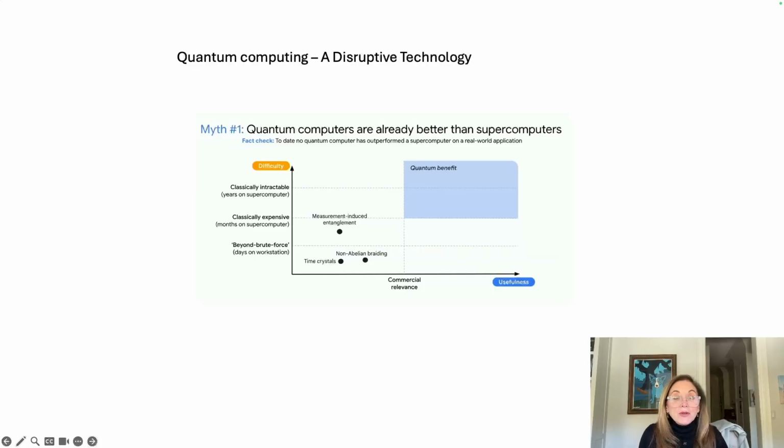When the Google guys talked about quantum computing, one of the myths that they set aside, myth number one: quantum computers are already better than supercomputers. And the answer is no. This is a very typical technology disruption space. I would expect that quantum computers will, over the next, I don't know, 10 years, become much more commonplace. More people, more organizations will have them and be able to experiment on them.